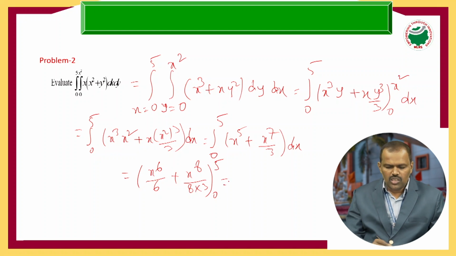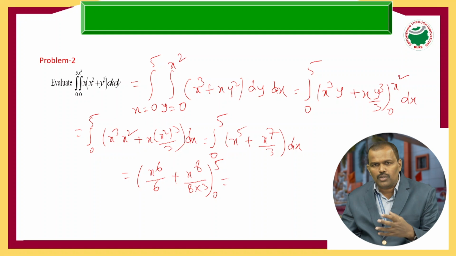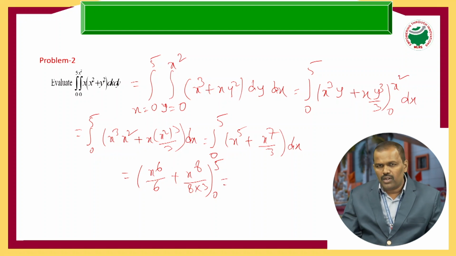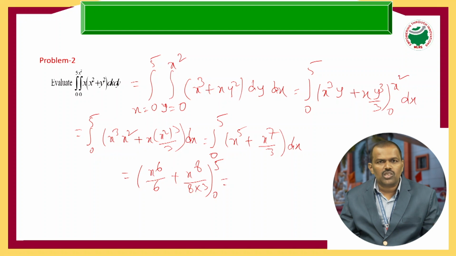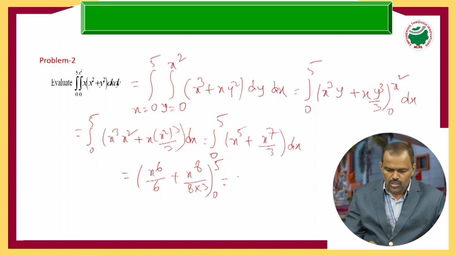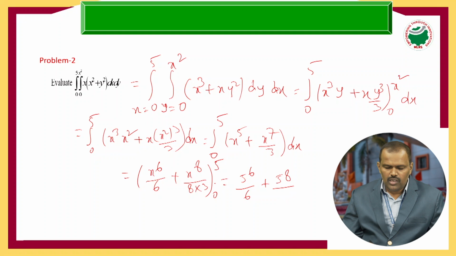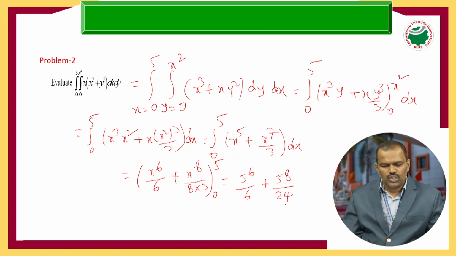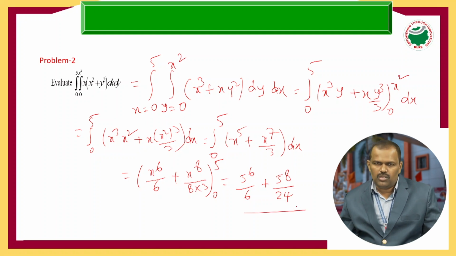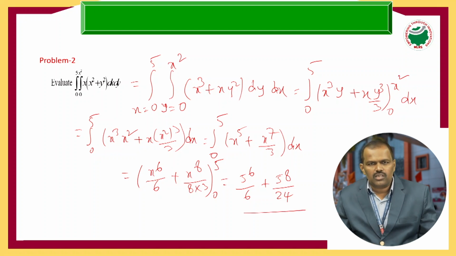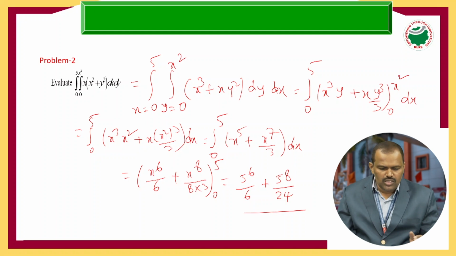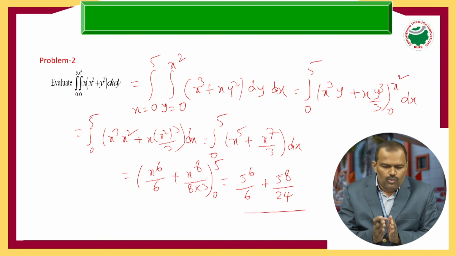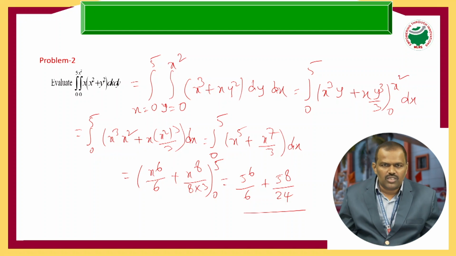So first I have to substitute the limits here. First upper limit, always we know the order of the limits, upper limit minus lower limit. So that is 5 power 6 by 6 plus 5 power 8 by 8 into 3, 24. So this is the answer. So we'll get some number as the answer. So understood the concept. This is the concept of y in terms of x and x constant.